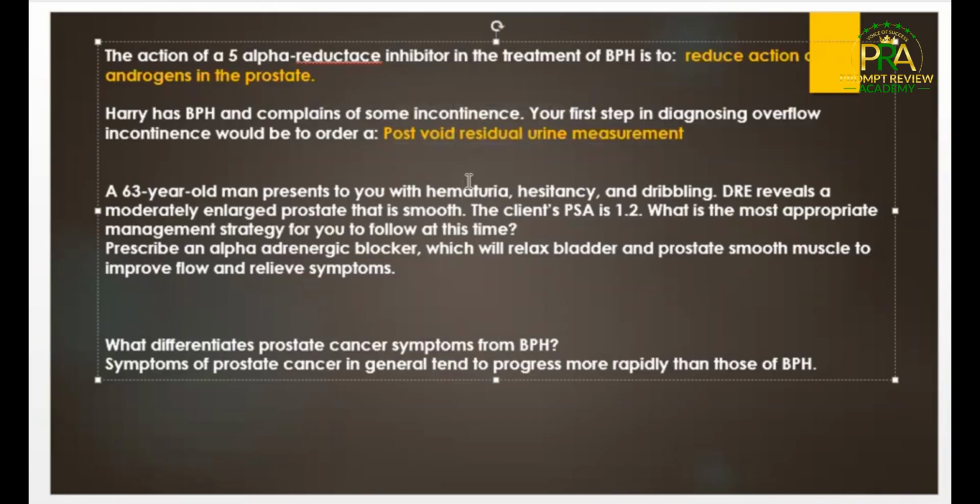A 63-year-old male presents to you with hematuria, hesitancy, dripping. And this is another thing you need to know. Your BPH question, they are not going to tell you BPH, testicular torsion. No. The exam will present with the symptoms, because think about it, this is what the patient comes to the clinic and tells you. Patients will not tell you, oh, I have BPH. No. But all the symptoms they are telling you, that is what the exam will present you with.